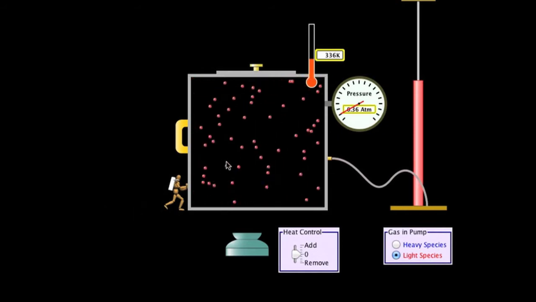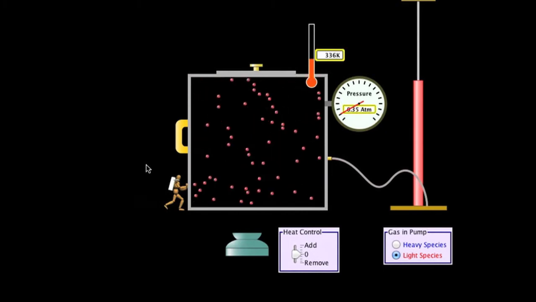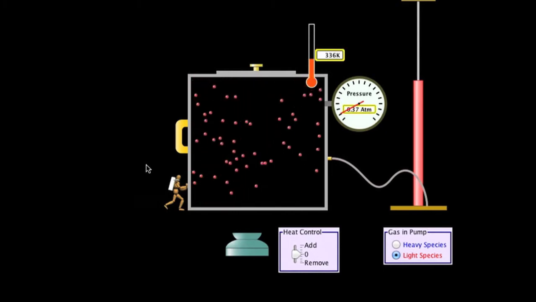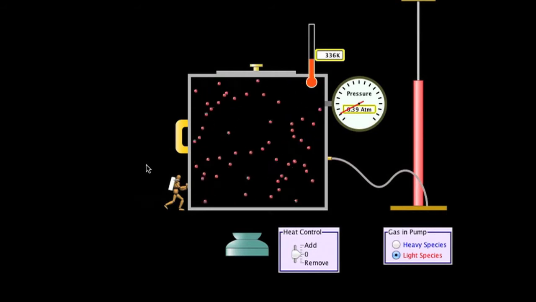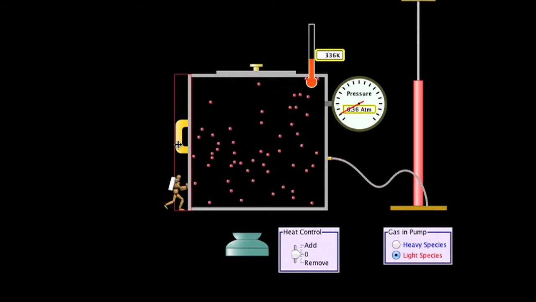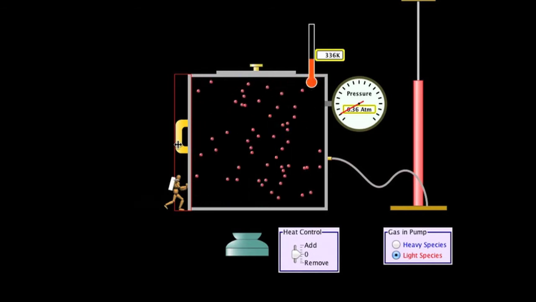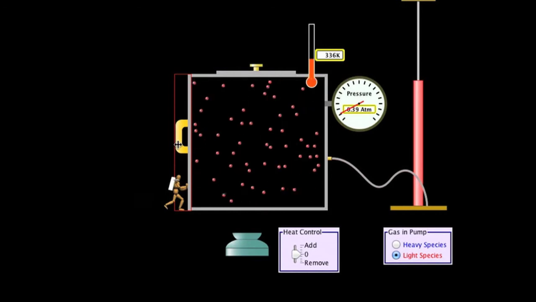You can also notice that some of the particles move very slow in the simulation while others move extremely fast, taking us back to that histogram I drew. Now, if I have this little man here push the sliding door forward, I'm going to lower the volume of this container. There is less room for the particles to bounce around.